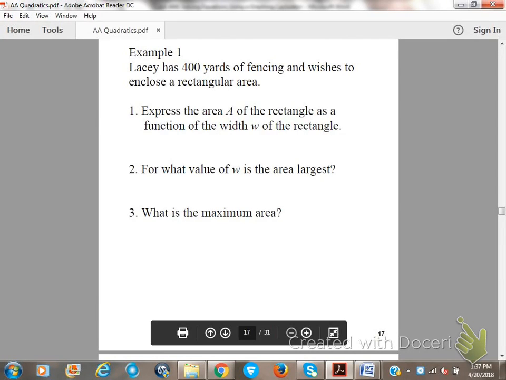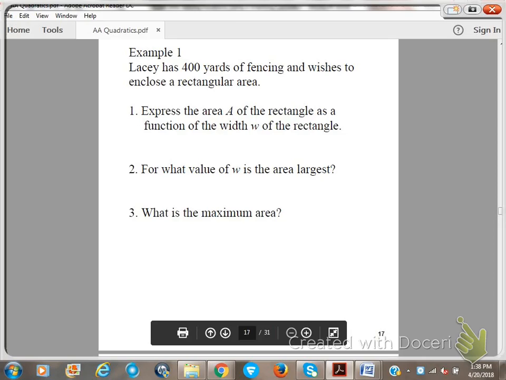Looking at quadratic models, on our example 1, Lacey has 400 yards of fencing and wishes to enclose a rectangular area. Express the area A of the rectangle as a function of the width W of the rectangle. Okay, so they're asking us to write a function. So what does that mean? We're going to be writing an equation. Specifically about what? W. The area of what? Rectangle. A rectangle. Let's draw a rectangle. You have a rectangle.